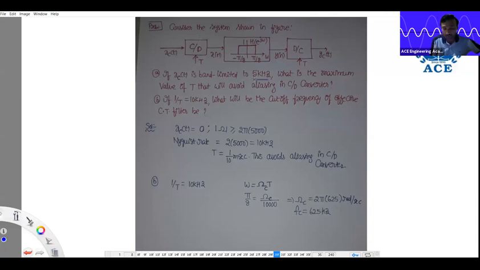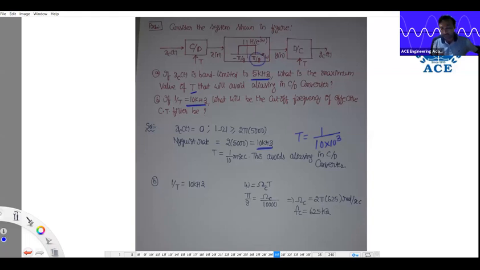If the highest frequency is 5 kHz, the sampling rate required is how much? 10 kHz, the Nyquist rate. So to avoid aliasing, what is the sampling period asked? T becomes 1 by 10 into 10 cube, 0.1 milliseconds. Second question asked: if the sampling rate is 10 kHz, what will be the cutoff frequency of the original continuous time filter? What is the cutoff frequency of the digital filter, sir?